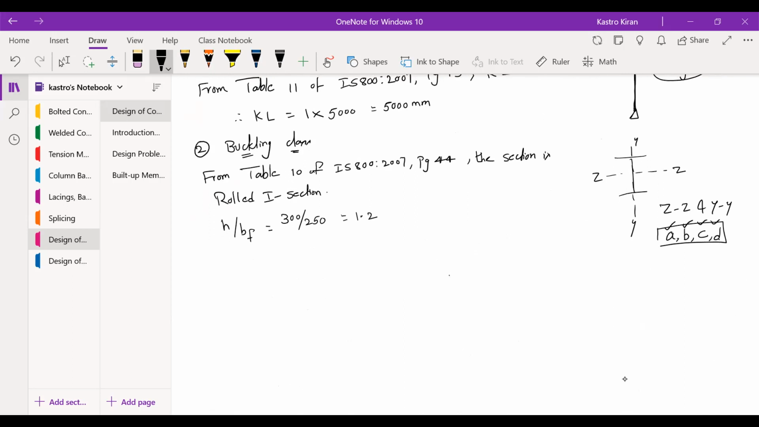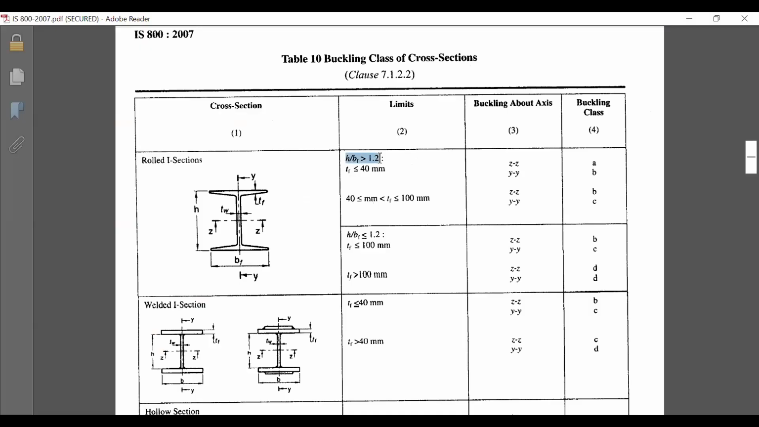Now, let's go back to the table and find out which condition is going to be satisfied here. You can check here: h by bf is greater than 1.2, and h by bf less than or equal to 1.2. What is the value of h by bf we have got? It is 1.2. So our category belongs to the second class, where the h by bf value is less than or equal to 1.2. That is clear for us. Since our h by bf value is equal to 1.2, we are taking the second condition.